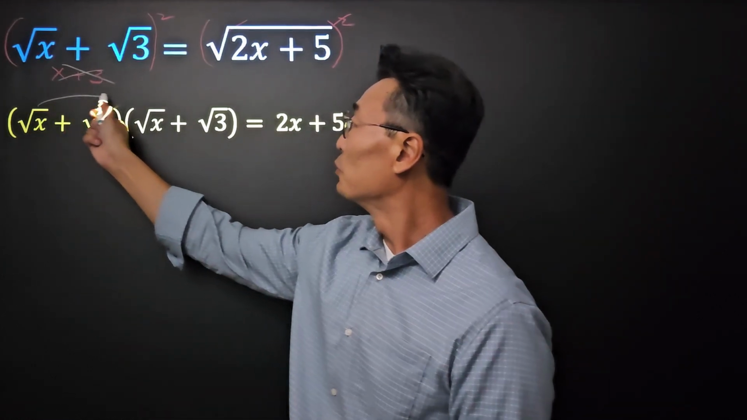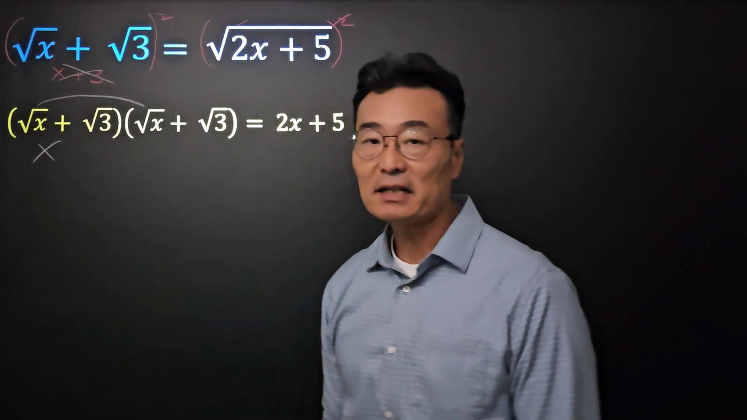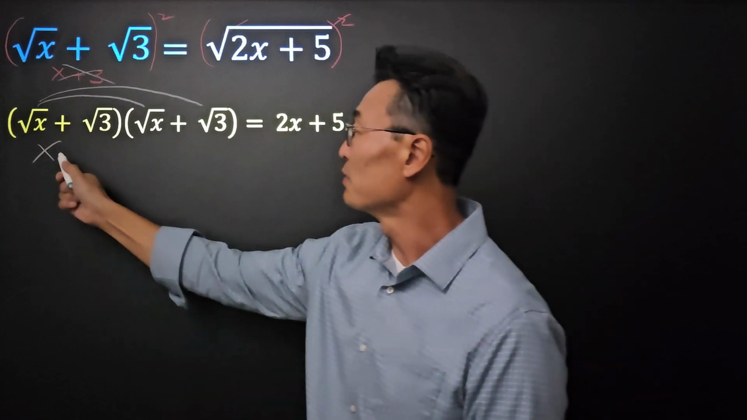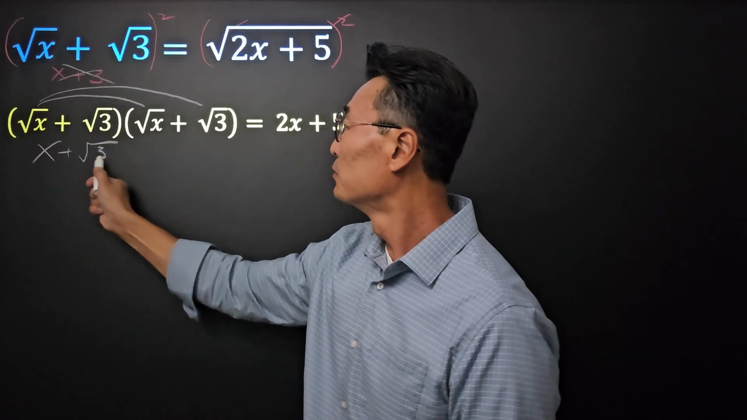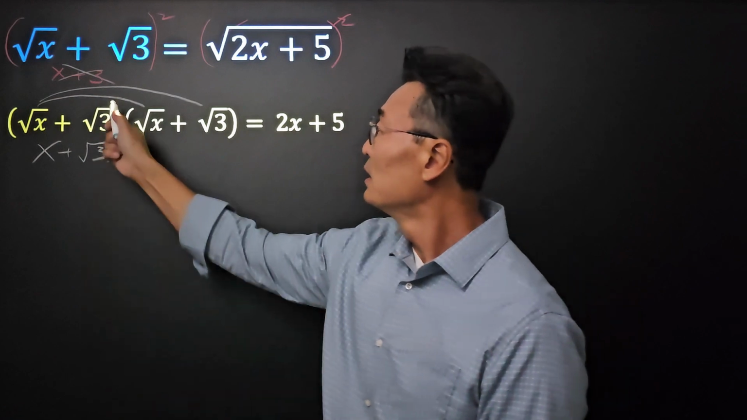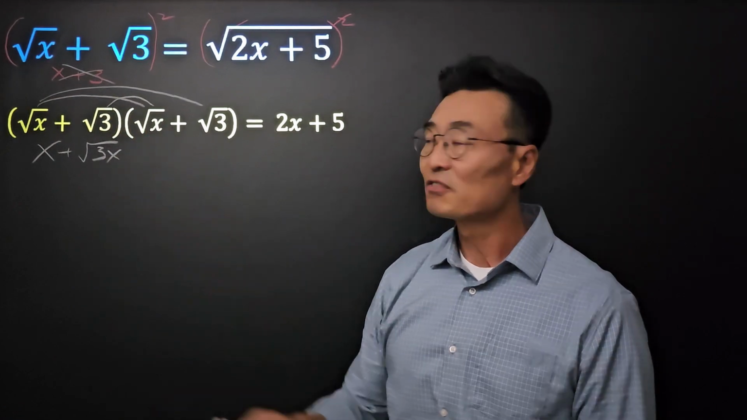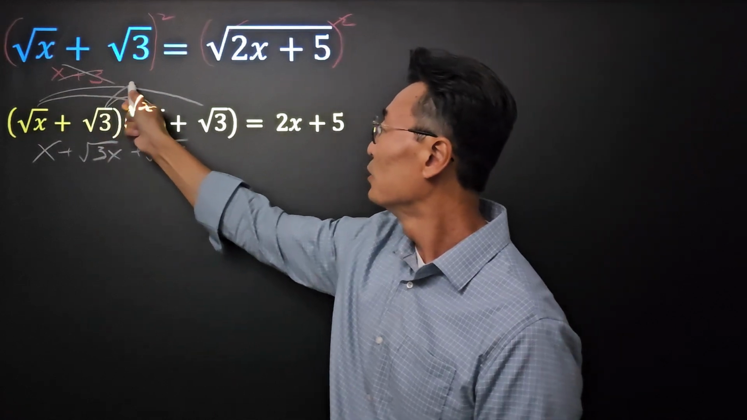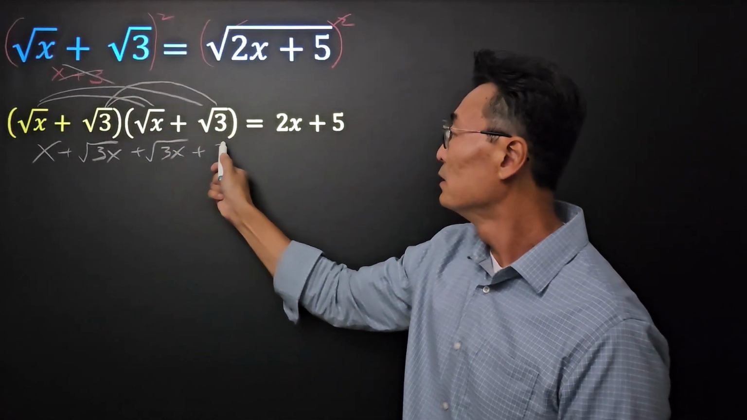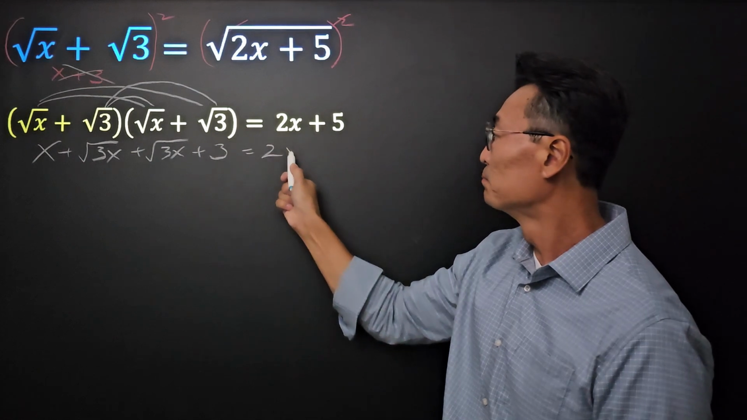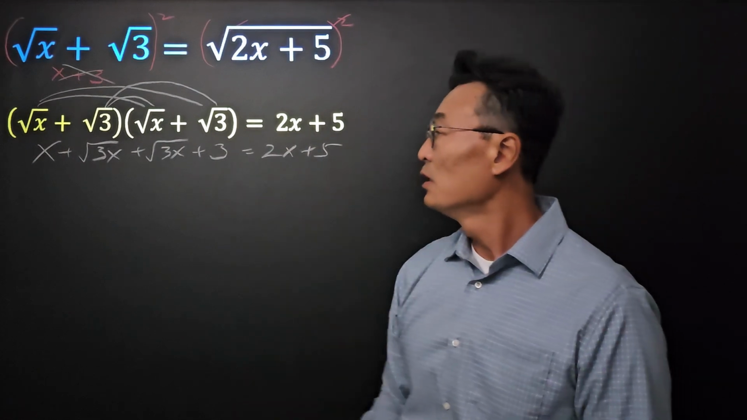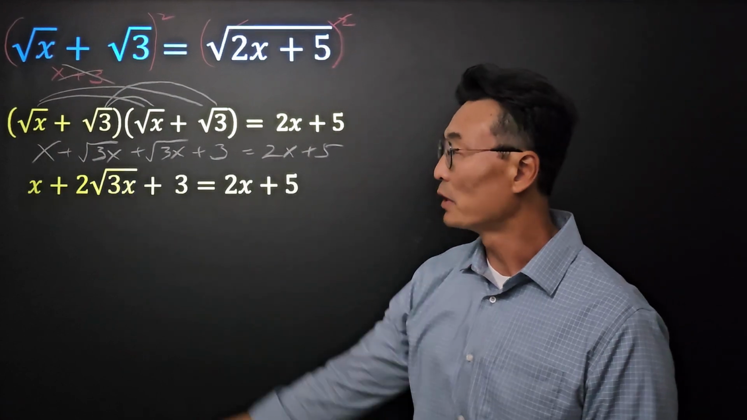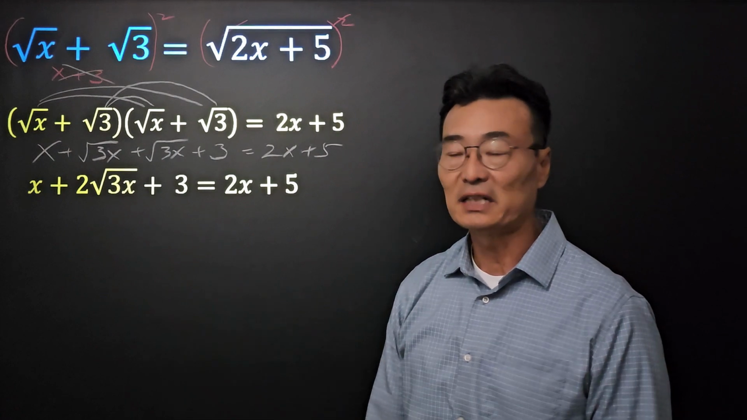Here, root x times root x is going to be x. Root x times root 3 will give us root 3x. Root 3 times root x will be root 3x. And finally, root 3 times root 3 is going to be 3. Where if we simplify the root 3x plus root 3x, we end up with 2 root 3x.